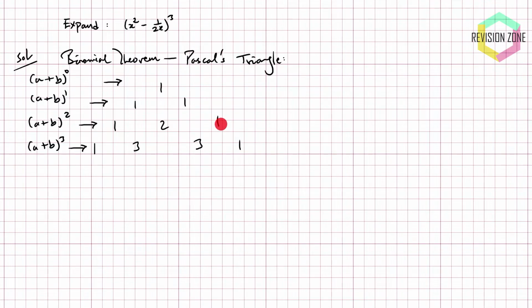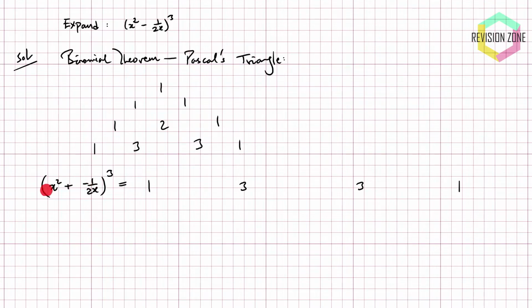So knowing that, we actually know what the coefficients of (a plus b) cubed are going to be, because we can read them off from our Pascal's triangle. So to figure out the expansion of (x squared plus minus 1 over 2x) all to the power 3, first of all, I can just write down the coefficients from my Pascal's triangle. Okay, so we've done that here.